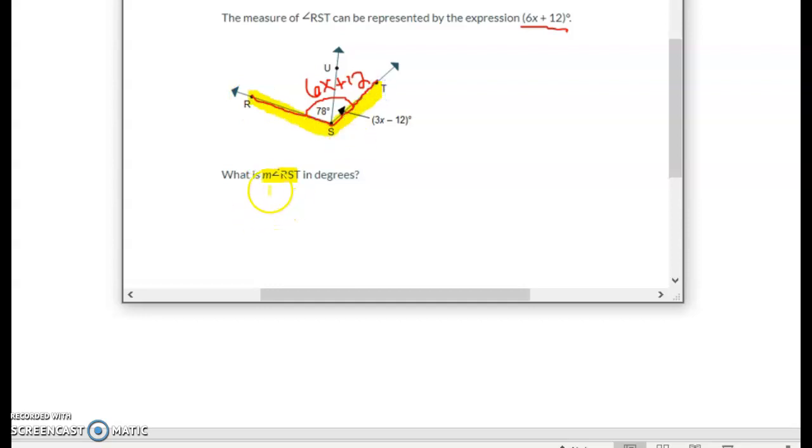We want to find the measure of it. This little m here stands for measure. So we don't want to know that it's 6x plus 12. I don't want to know that. I want to know what the actual measure is. So we're going to use the angle addition postulate.